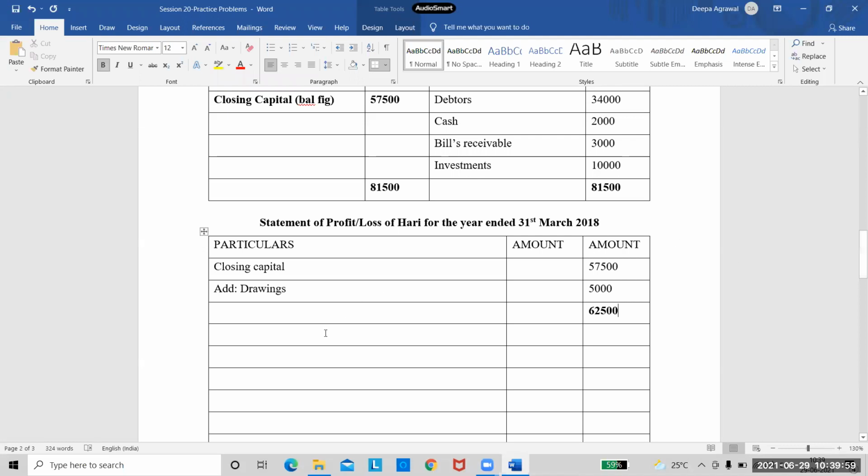And then I will write less further capital introduced. It is not there, so I'll just put a blank. I'm just writing this so that you remember the pro forma without forgetting. So the value which I get is called the adjusted capital. So my adjusted capital will be the same amount again, 62,500.